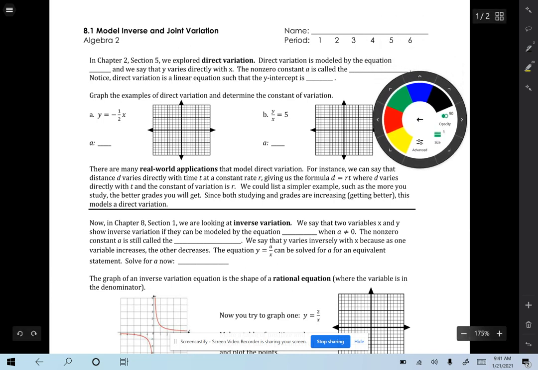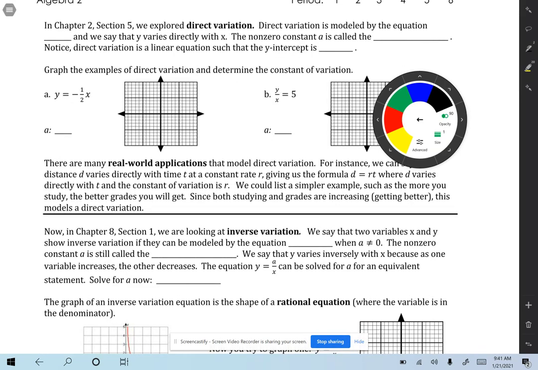In Chapter 2, Section 5, we explored direct variation. Direct variation is modeled by the equation y equals ax, this was our ax equation that I mentioned back in Chapter 2. And we say that y varies directly with the variable x. The non-zero constant a was known as the constant of variation. Notice direct variation is a linear equation such that the y-intercept will always be (0, 0).